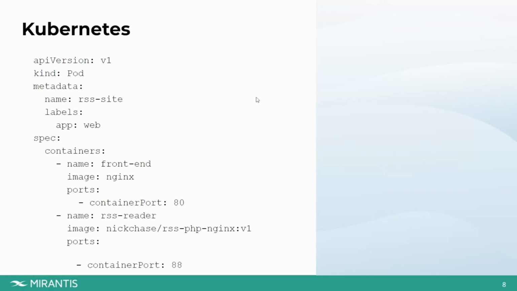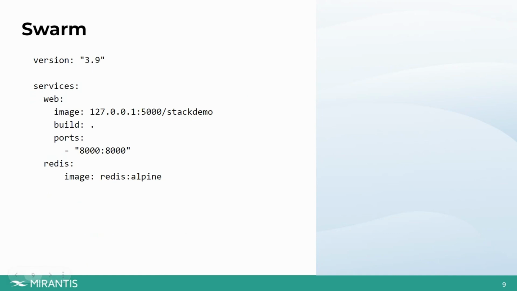For example, here in Kubernetes, we're defining a pod and giving it metadata and different values for metadata. Then we're giving it a specification with different containers, and those containers have properties and so on and so forth. We can see in Swarm, we can define different services. So we're saying, okay, these are the services we want, and so on.